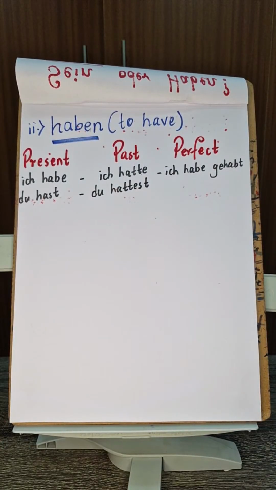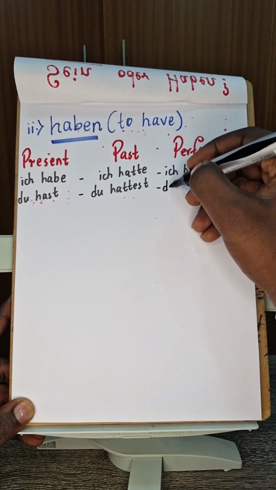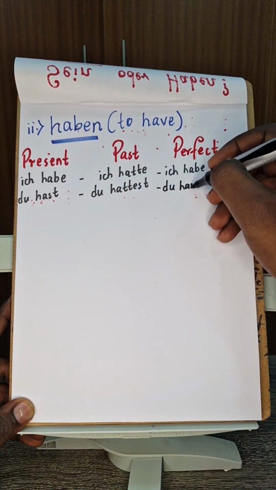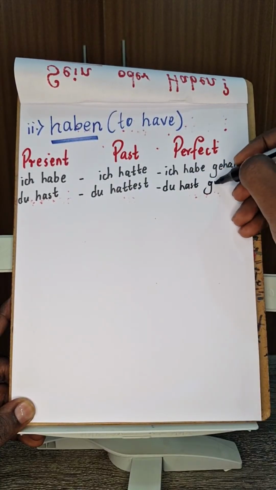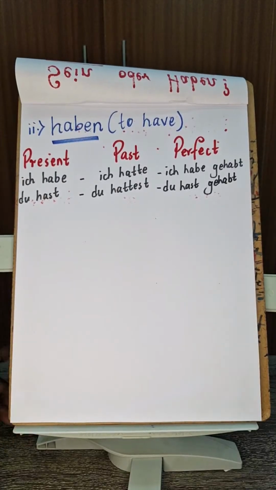So, ich habe, ich hatte, ich habe gehabt. Du hast, you have. Du hattest, you had. Right? And then in the perfect, you have had: du hast gehabt. Du hast gehabt. You have had. All right. Okay, let's go ahead.